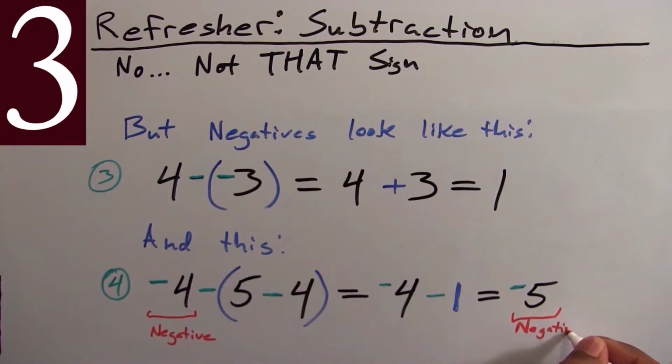Also, if there are ever two signs between numbers, as in example 3 here, it means the numbers afterwards are always negative. Negative, negative, always, always negative. Always.